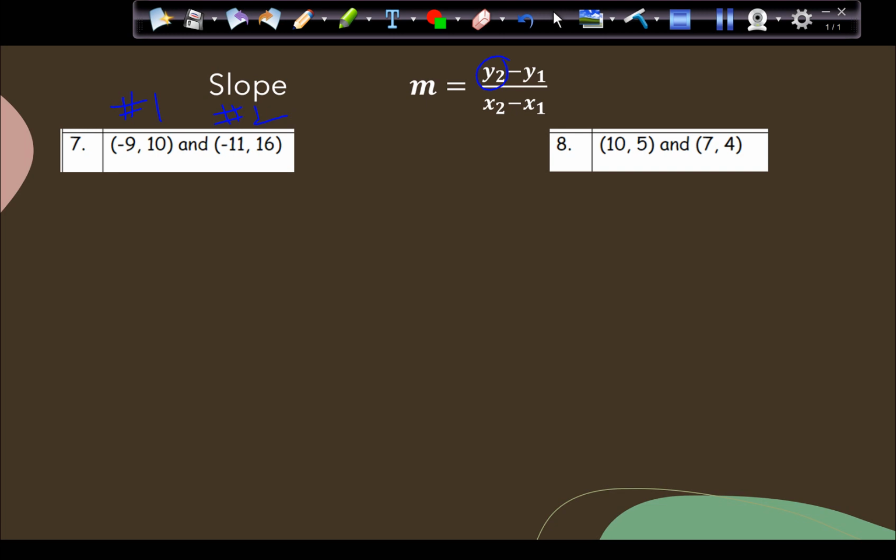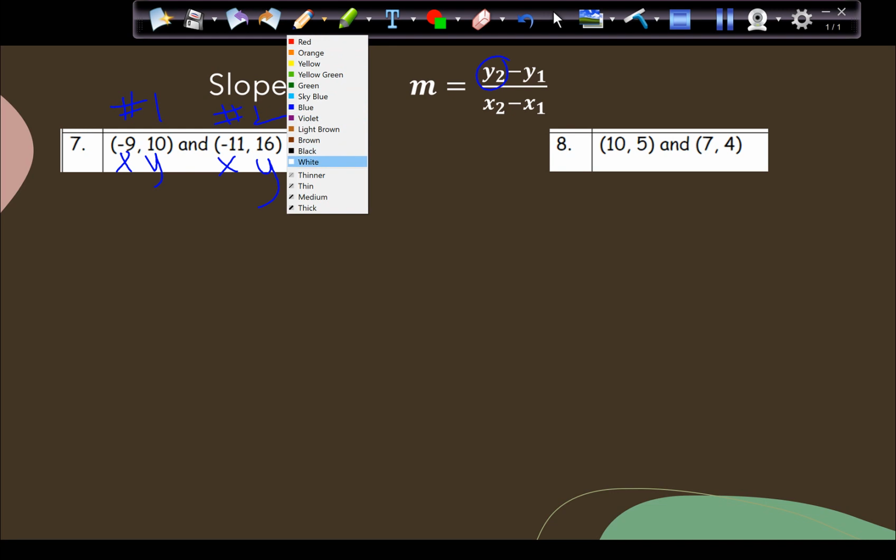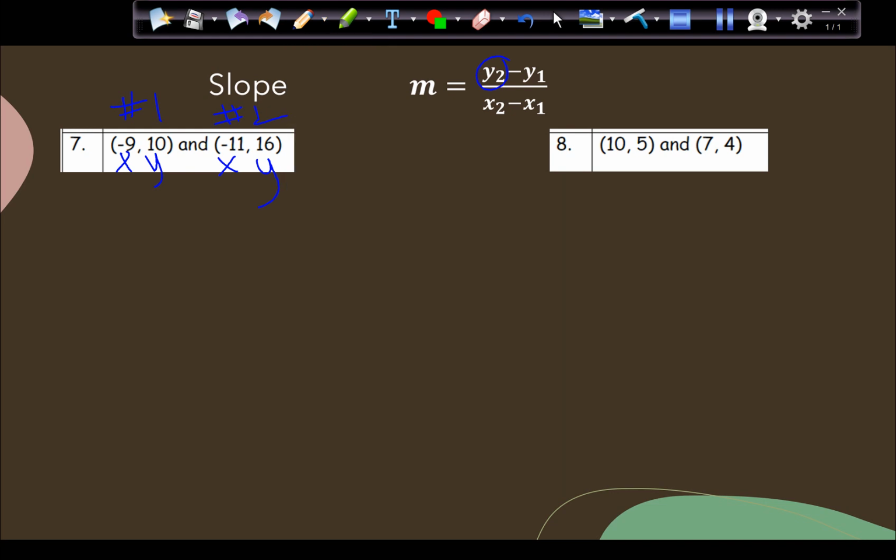So y sub 2. And again, I'm doing all this extra stuff that you don't have to do because I'm just trying to be thorough and make sure you see all the pieces. So I'm going to do the y value from point 2 minus the y value from point 1. So a lot of times I just go like this. So that's going to be 16 minus 10. And then I need to do the same thing with the x's. So I'm going to start with x sub 2 and subtract x sub 1. So on the top, 16 minus 10 is 6.